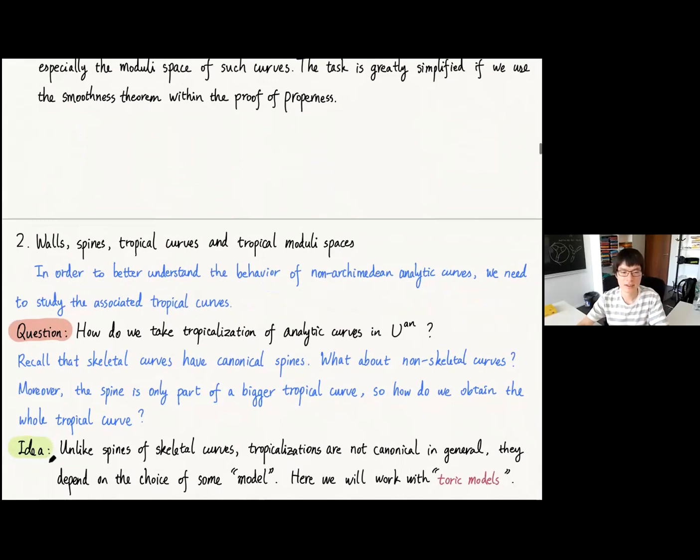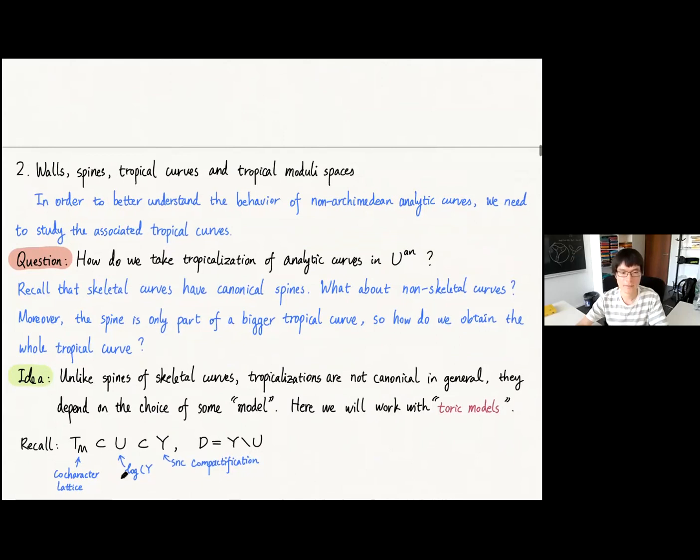The idea is the following. Unlike spines of skeletal curves, tropicalizations are not canonical in general. They depend on the choice of some model. Here, we will work with toric models. Recall, we have our log Calabi-Yau containing some torus, and it's contained in some SNC compactification Y. We denote by D the complement of U in Y.